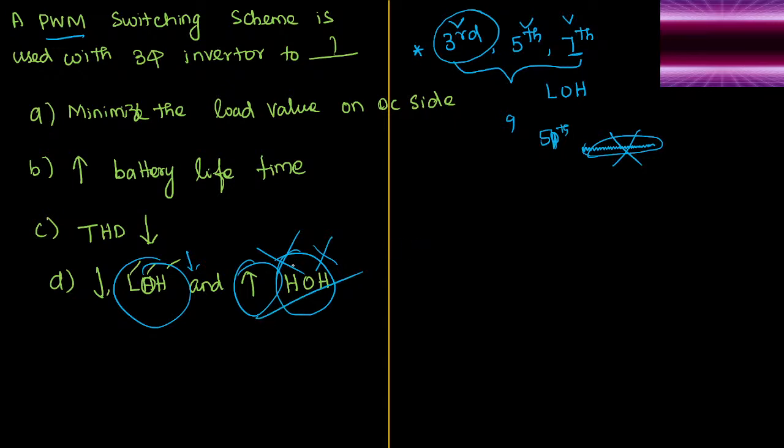Our major concern is lower order harmonics only. That's why, though the switching scheme increases the higher order harmonics, we are not much bothered about it. We keep our attention only on the lower order harmonics, so we can happily implement this switching scheme in a three-phase inverter to eliminate the harmonic effect in the system. Okay, I hope you all understood this. Chalo, let us go ahead with the next question.